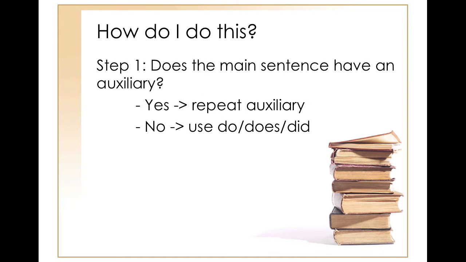Now with all this information it might become quite confusing. So I have a guide for you which shows each step you can take to make a question tag. The first one is to look and see if the main sentence has an auxiliary. If the main sentence does have an auxiliary, you repeat that one. If it does not have an auxiliary, you have to use do, does, or did.